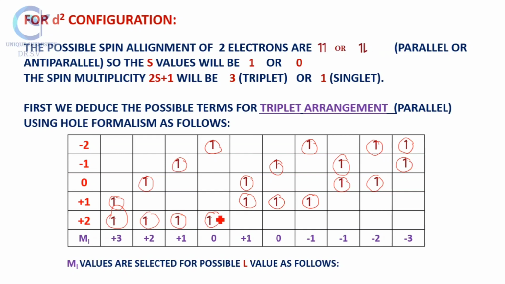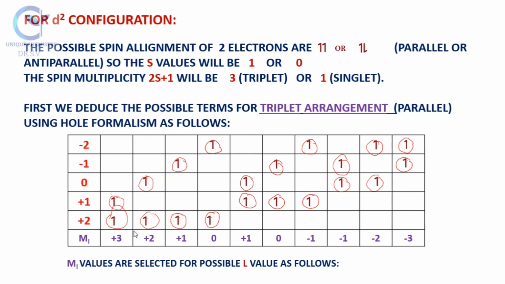And 1 into 2, 2, and 1 into minus 2, you will get plus 2 and minus 2, you will get 0. And 1 into 1, 1, and 1 into 0, 0, so you will get plus 1. Then 1 into 1 plus 1 into minus 1, you will get 0. 1 into 1 and 1 into minus 2, you will get minus 1. 1 into 0 and 1 into minus 1, you will get minus 1. 1 into 0 and 1 into minus 2, you will get minus 2. 1 into minus 1 and 1 into minus 2, you will get minus 1 plus minus 2, which is minus 3.